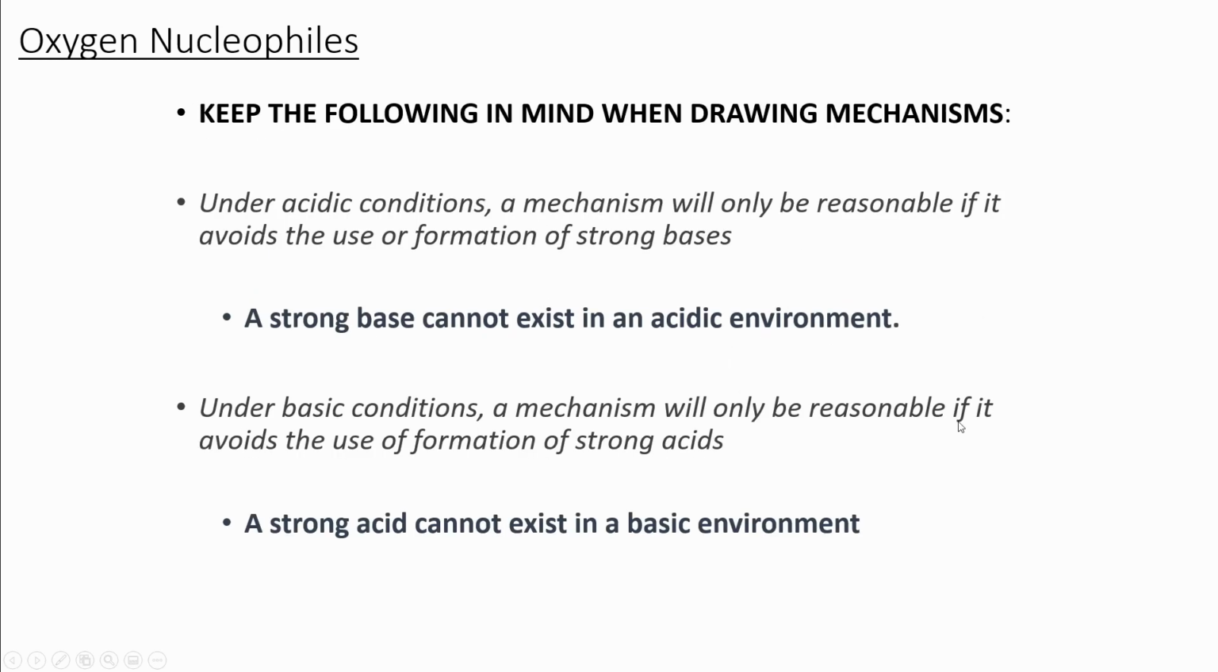So one thing that's important to note is that if we're dealing with a basic set of conditions, we will never have a positive charge in the mechanism. If we're dealing with an acidic set of conditions, we will never have a negative charge in that environment. So under acidic conditions, the mechanism will only be reasonable if it avoids the formation of or use of strong base. And the same holds true in basic conditions.